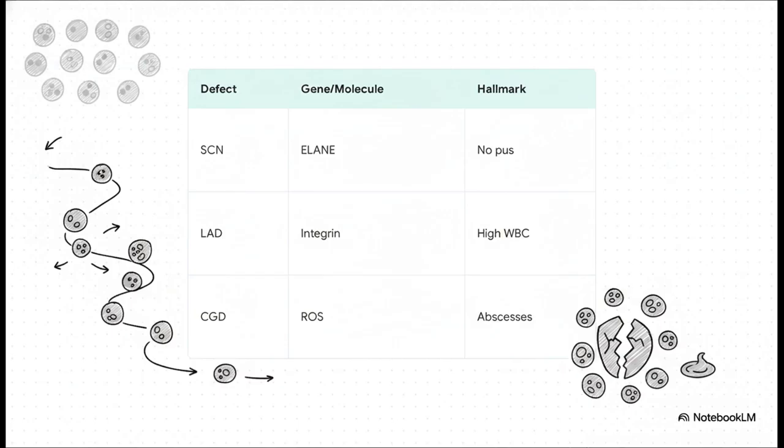First, they might never be produced at all. Take severe congenital neutropenia, for example. It's often caused by a mutation in the ELANE gene affecting neutrophil elastase. These patients have almost 0 neutrophils, and the clinical hallmark is this terrifying absence of pus during severe bacterial infections. Second, in leukocyte adhesion deficiency, the troops are actually produced, but they get totally lost in transit. And third, in chronic granulomatous disease, the troops arrive right on time, but their weapons are completely broken.